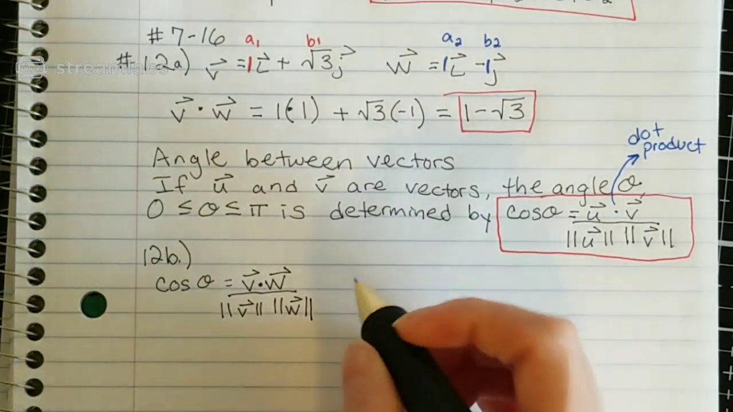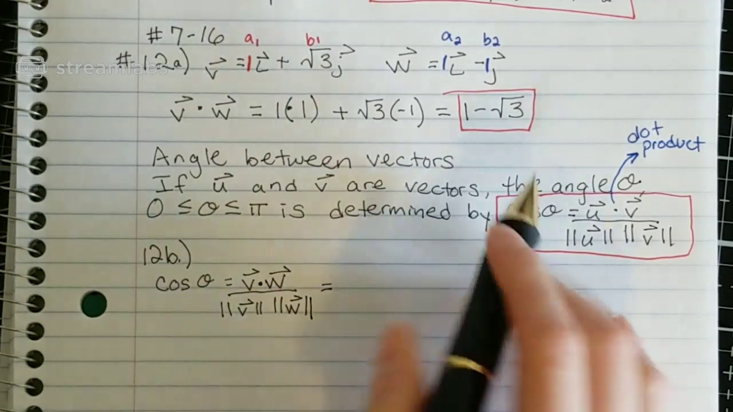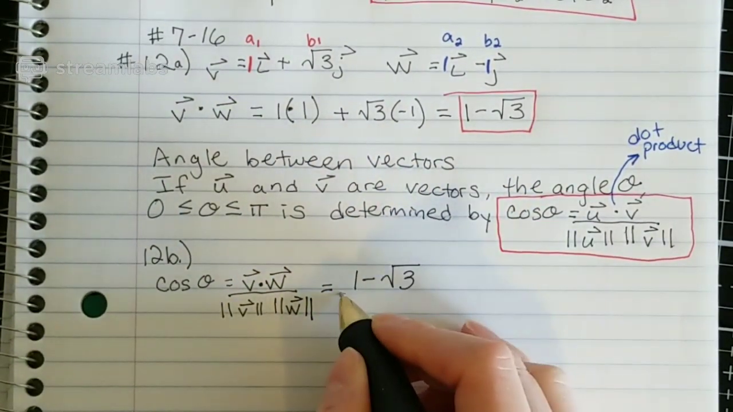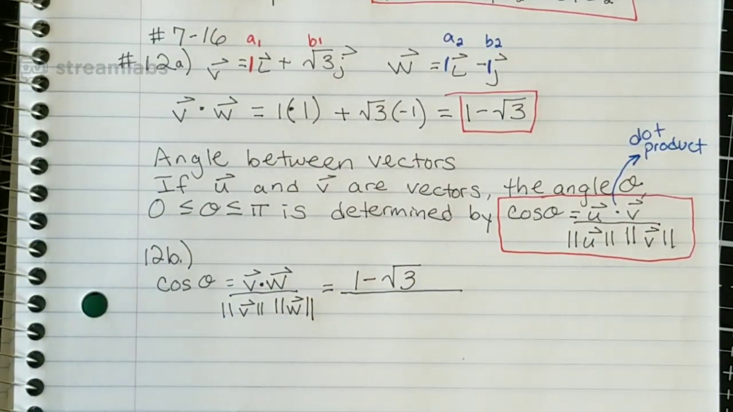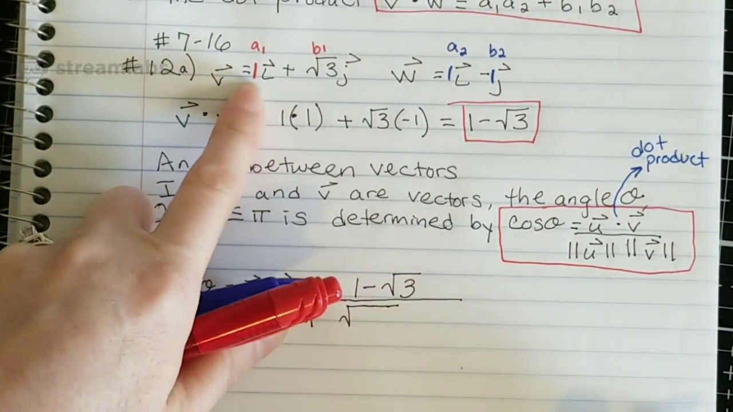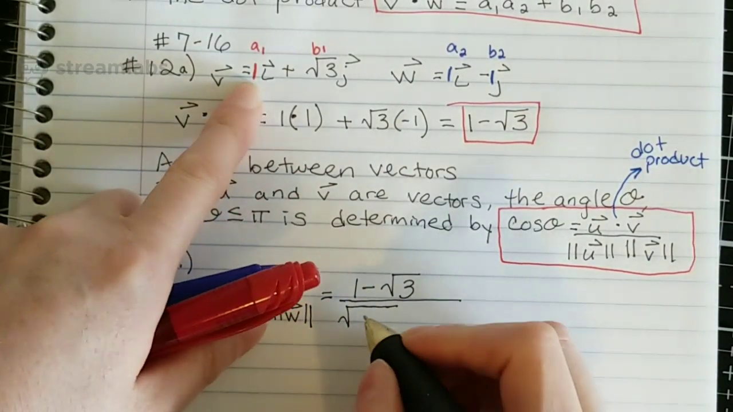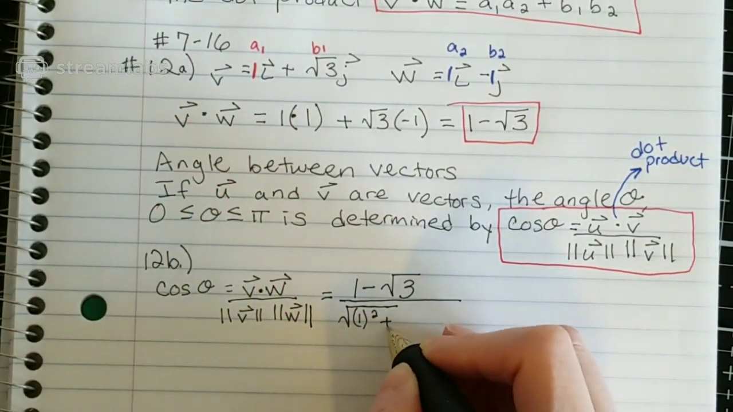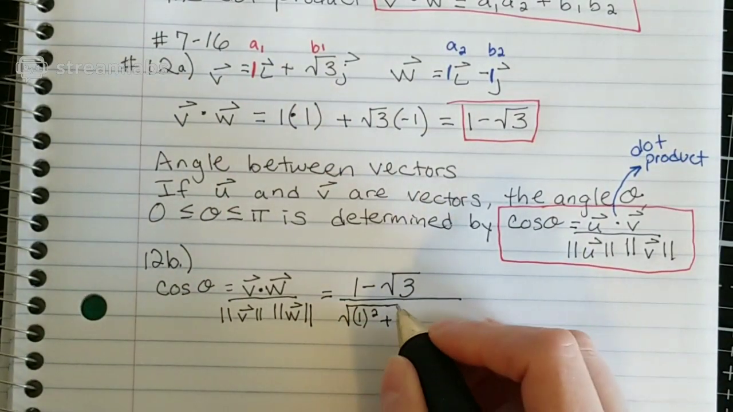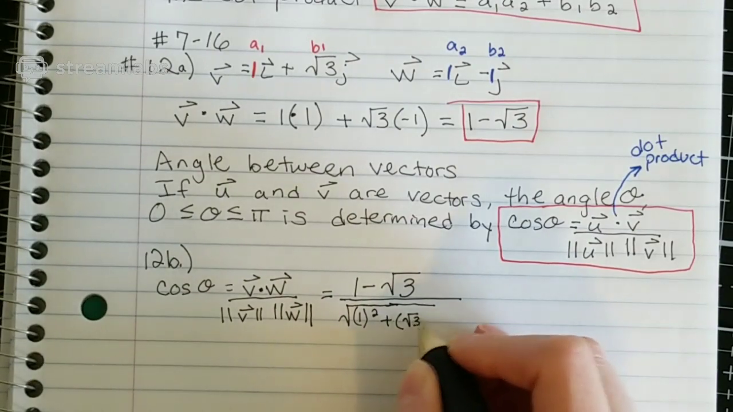Well, we found the dot product in part A, so all I have to do is just plug that answer in down here. So this is 1 minus the square root of 3. All right, if you remember, magnitude was the square root of A1 squared plus B1 squared. So we're going to have the square root. Okay, so we look up here. Our A1 is 1, so this is 1 squared. B1 is the square root of 3, so that's going to be the square root of 3 squared.